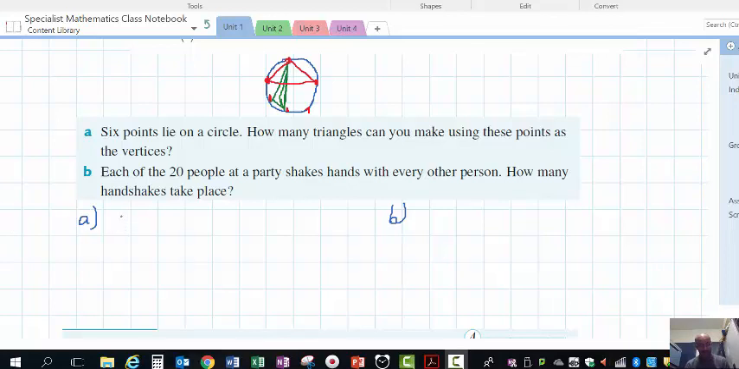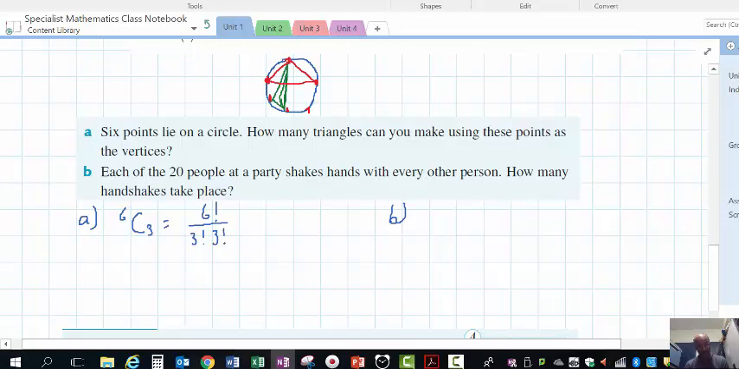So choosing 3 different points out of the 6 is an nCr problem. So that would be 6C3. And from there on it's pretty easy going, isn't it? We have 3 factorial, 3 factorial. We get 20.